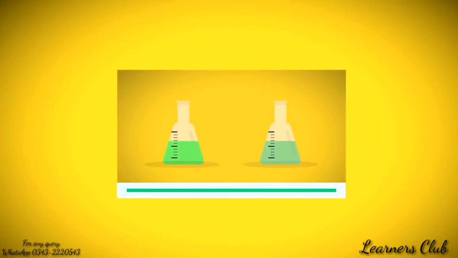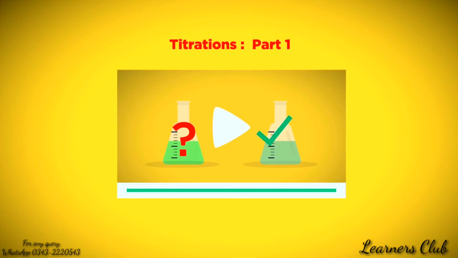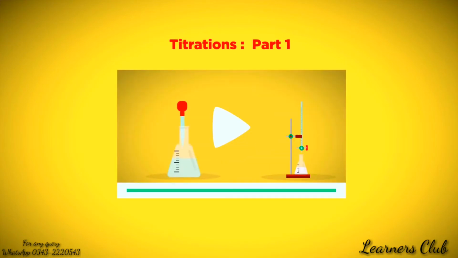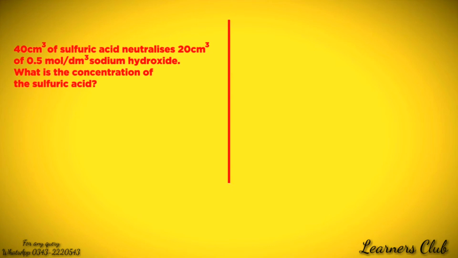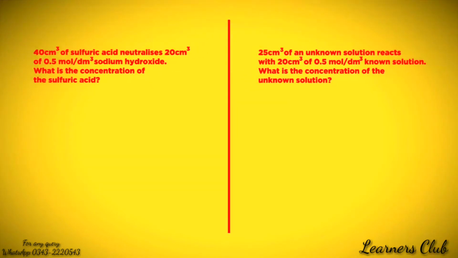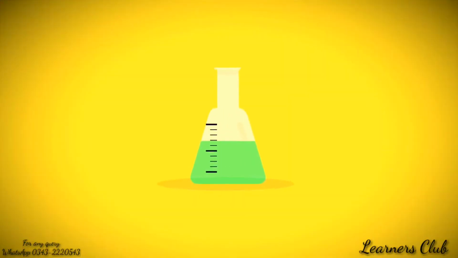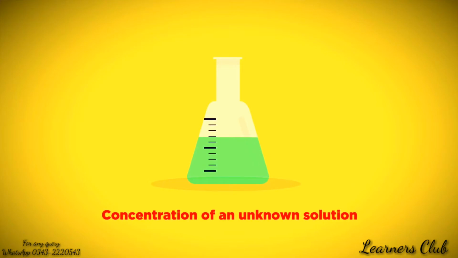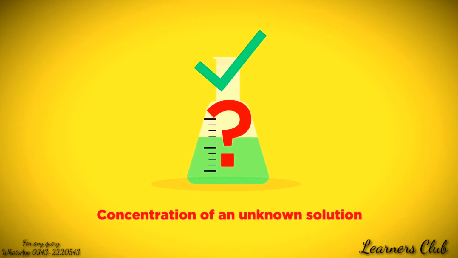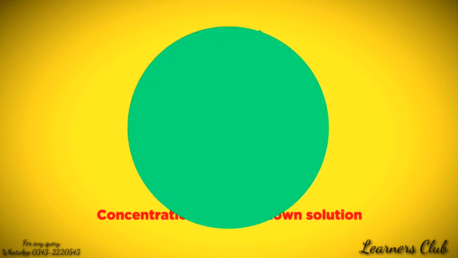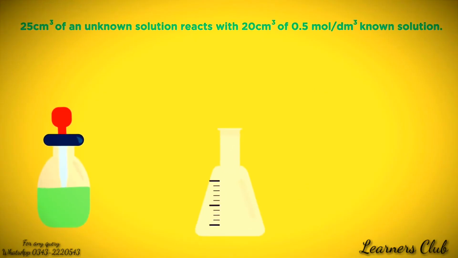You already know how to carry out titrations, but if you've forgotten, watch part 1 again and refresh your memory. In part 2, we will see how to do titration calculations. We will look at 2 different examples together and then one for you to try out yourself. These calculations enable us to work out the actual concentration of an unknown solution. So let's look at an example.